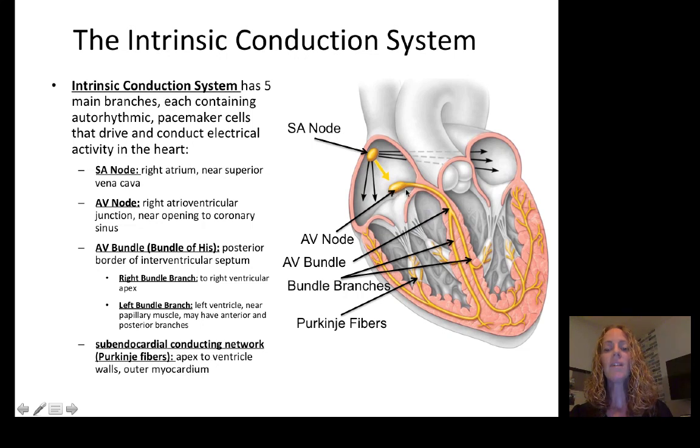The AV node then sends down activity to the bundle of His. This is also called the AV bundle. The AV bundle splits into right and left bundle branches down the interventricular septum, and then small fibers, or a network of fibers, are sent from the apex through the ventricle walls, and those are called the Purkinje fibers, or the subendocardial conducting network.